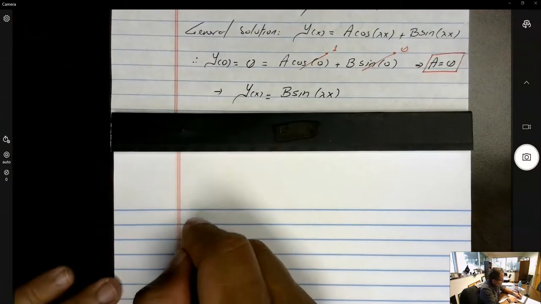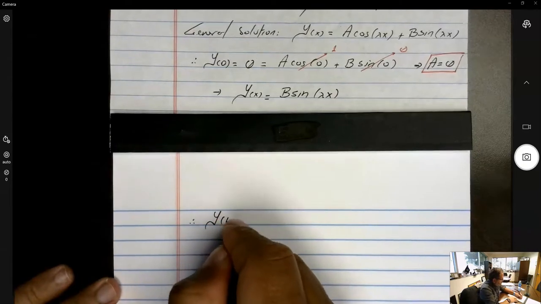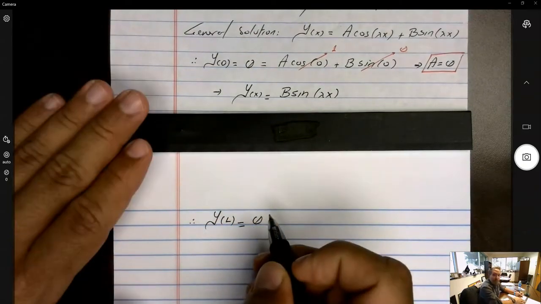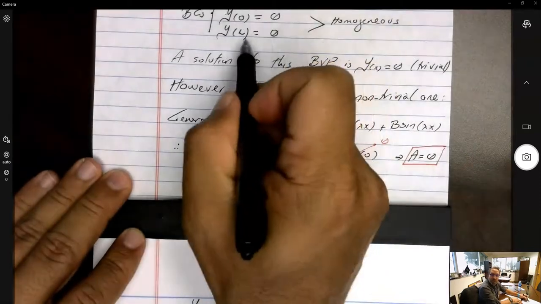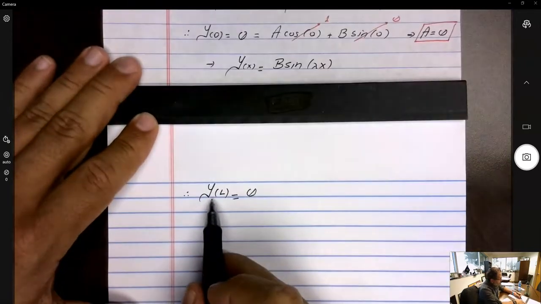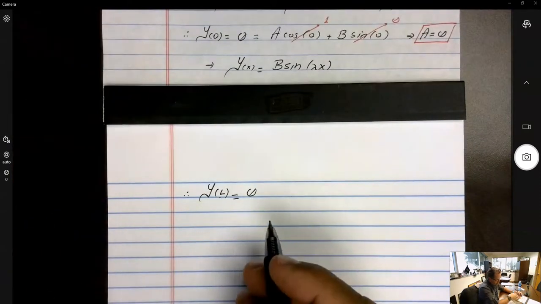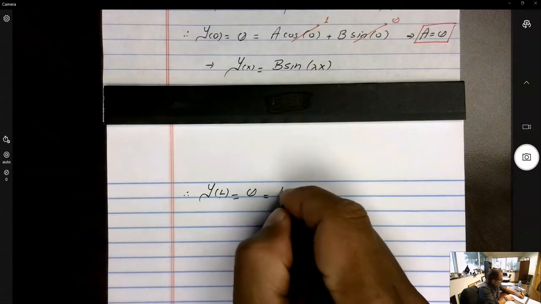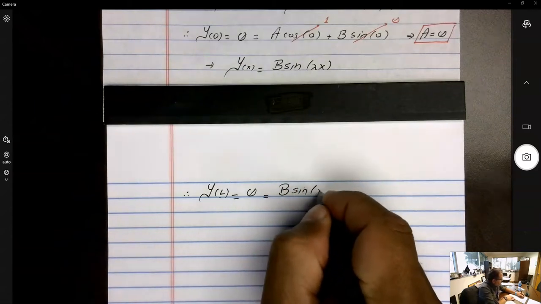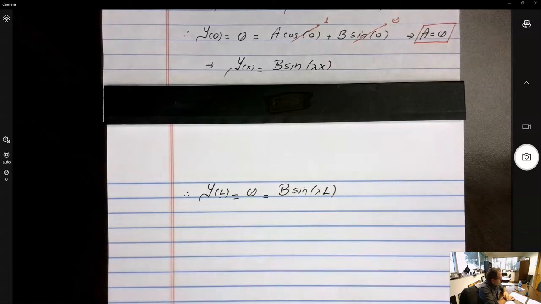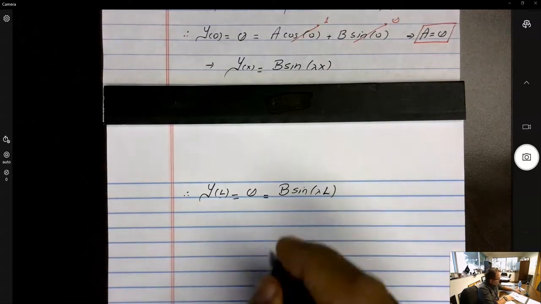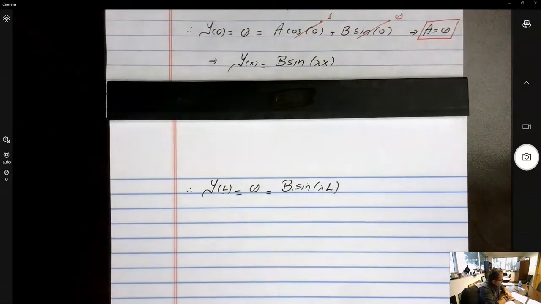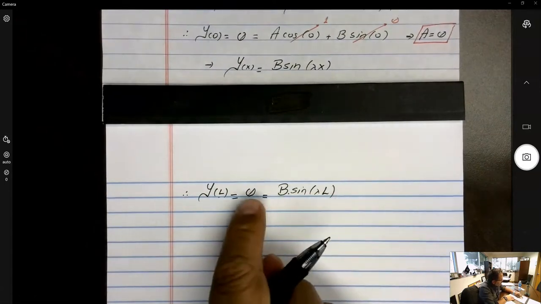So at x equal L, we also know that the condition that is given to us is that y is equal to 0. So y is equal to 0 at x equal L. That means that b times the sine of lambda L is equal to 0. So now we have this: b times the sine of lambda L has to be equal to 0.